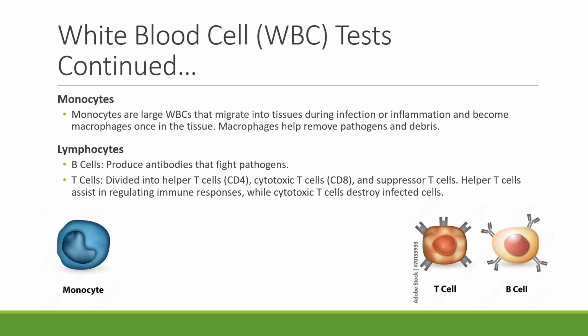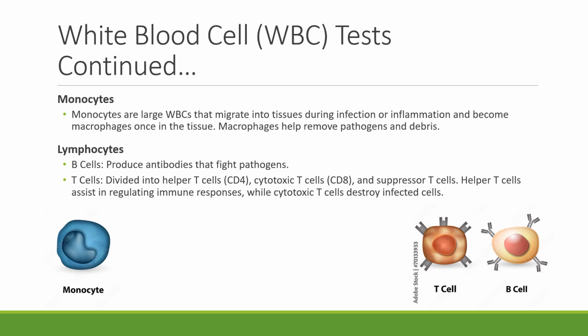Lymphocytes are broken into B cells and T cells. B cells produce antibodies that fight pathogens, while T cells are divided into helper T cells, or CD4, cytotoxic T cells, CD8, and suppressor T cells. Helper T cells assist in regulating immune responses, while cytotoxic T cells destroy infected cells.